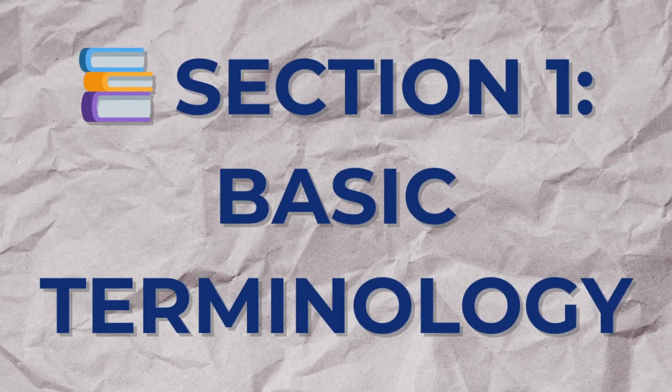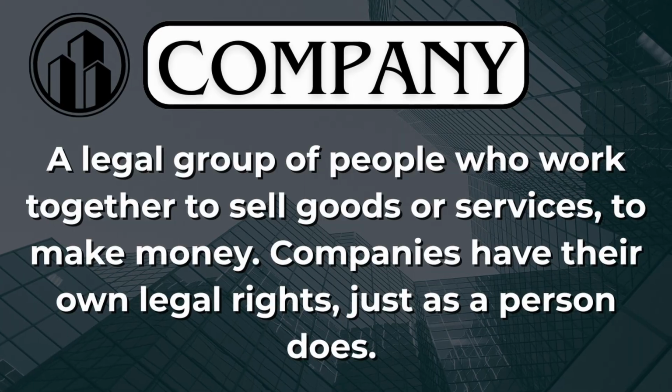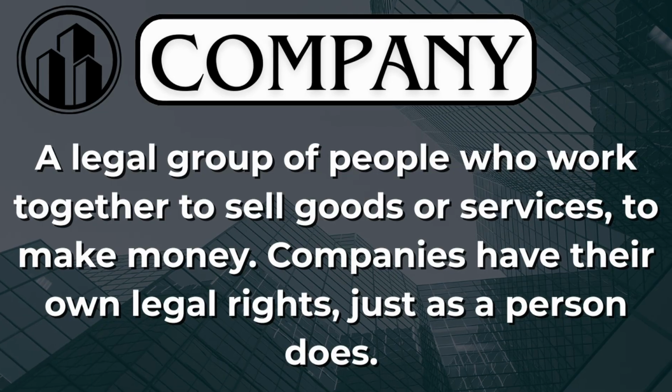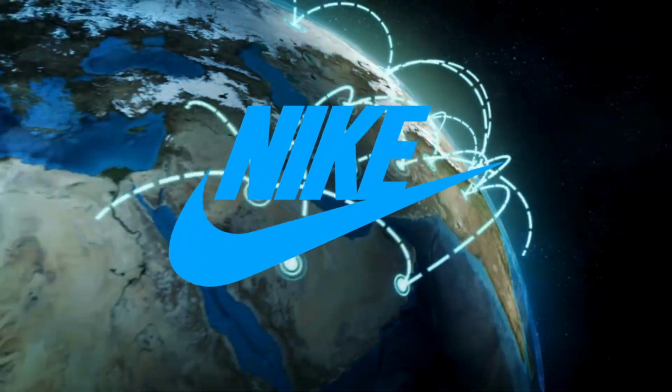This first section is basic terminology. What is a company? A company is a legal group of people that come together to sell goods and services with the end goal of making money. Companies have their own legal rights like a person does. An example would be Nike. They produce shoes and other athletic goods and sell them all around the world.